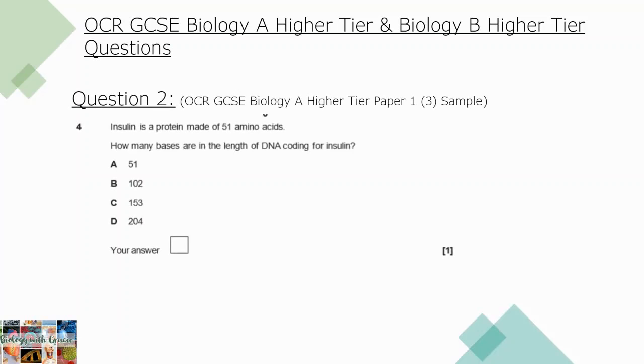Insulin is a protein made up of 51 amino acids. How many bases are in the length of DNA coding for insulin? So we know that 3 bases code for 1 amino acid. So this means that if we've got 51 amino acids, we've got 3 times the amount of bases. So if we do 51 times by 3, we get an answer of 153.